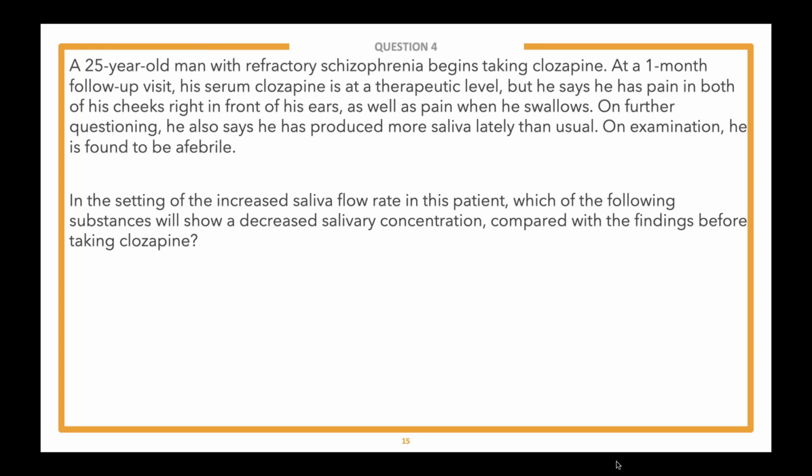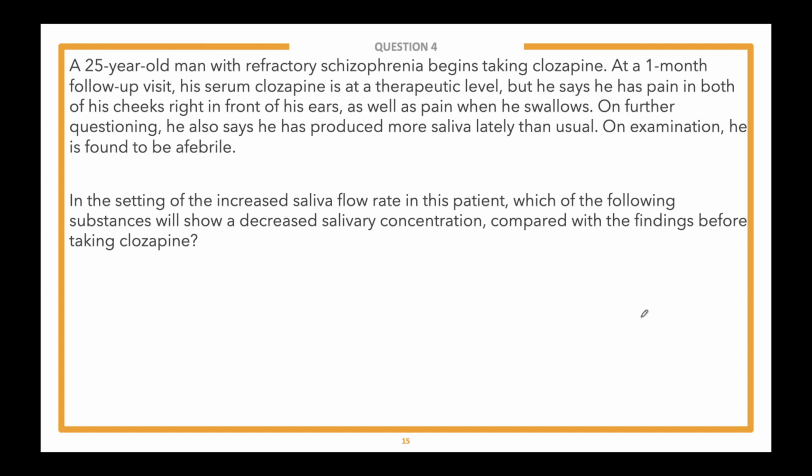In the setting of the increased saliva flow rate in this patient, which of the following substances will show a decreased salivary concentration compared with the findings before taking clozapine? So we'll give all of you a few seconds here to start thinking about the important clues in this vignette as I hand it off to Paras.